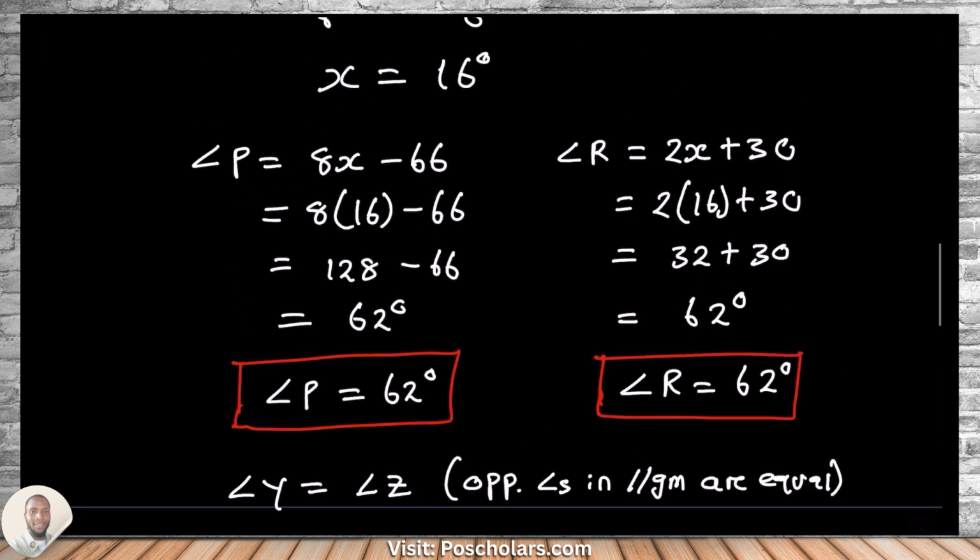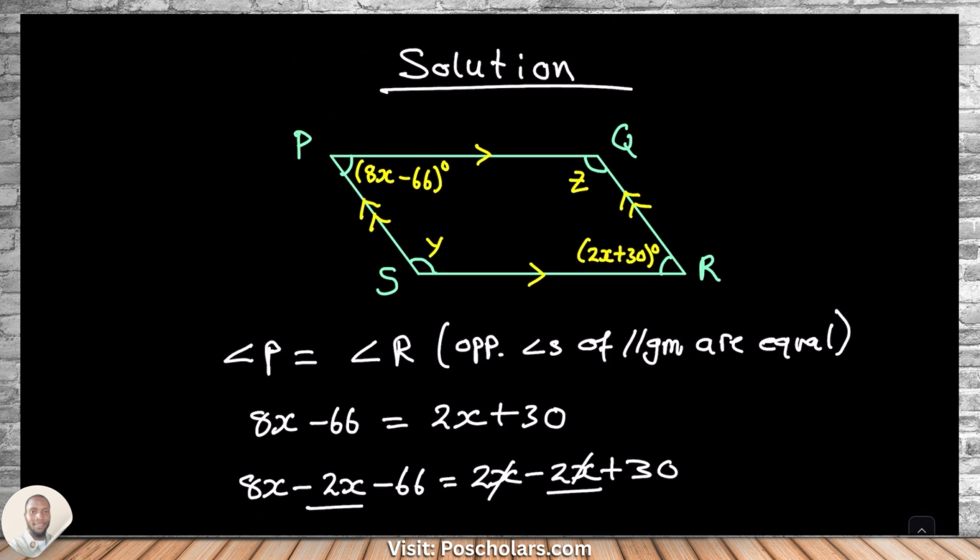Now, since we have established that angle Y is equal to angle Z, the next theorem we are going to employ is the theorem that says the sum of angles in a quadrilateral is equal to 360 degrees. Please, if you don't know much about this theorem, watch my previous video about quadrilaterals and polygons, right? Now, so that means each of these angles sums up to 360 degrees. So let's do that.